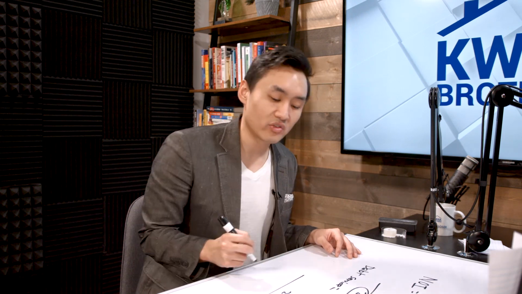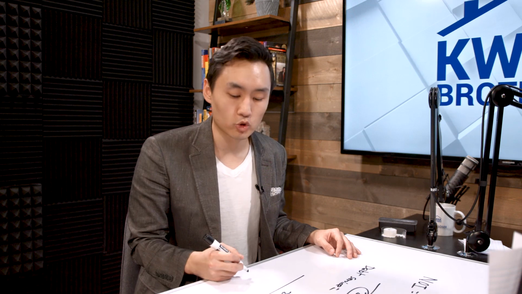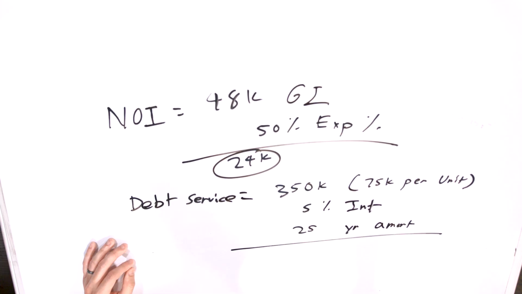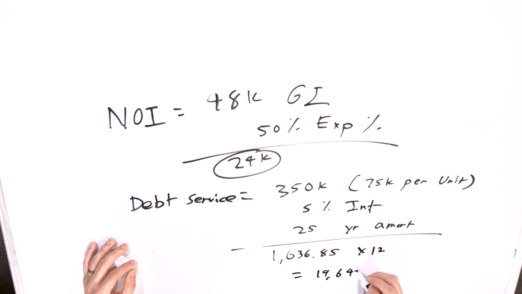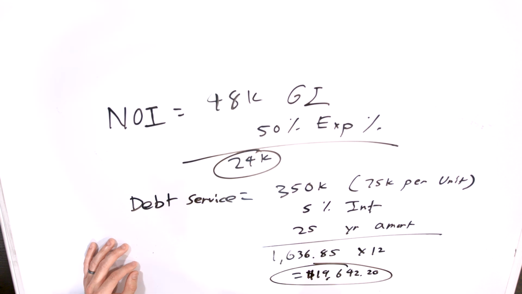And if we take a $350,000 purchase price with 5% interest, 25-year amortization, our monthly payment is actually $1,636.85 a month. And if we multiply that by 12, we will get $19,642.20. Now, of course, we take that debt service number, we subtract it from $24,000 because that's our net operating income. And once we go ahead and do that, we will get $4,357.80. That, my friends, is our cash flow.